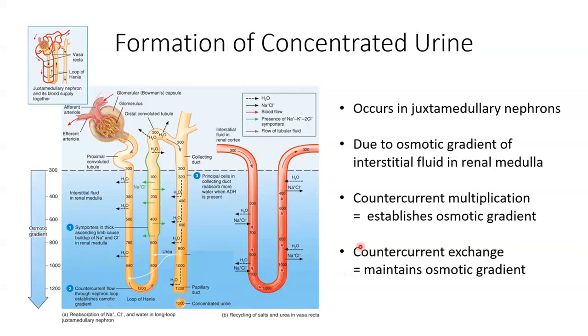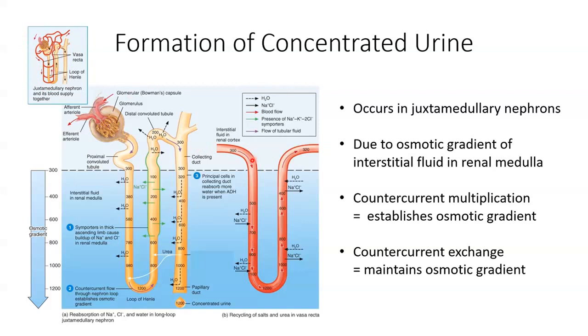We then have our countercurrent exchange, and this is the process by which solutes and water are passively exchanged between the blood in the vasa recta and the interstitial fluid of the renal medulla. So we have blood entering the descending limb of the vasa recta. So this is the capillaries, if you have a look up here, the capillaries that are straight and they run parallel to our nephron loop.